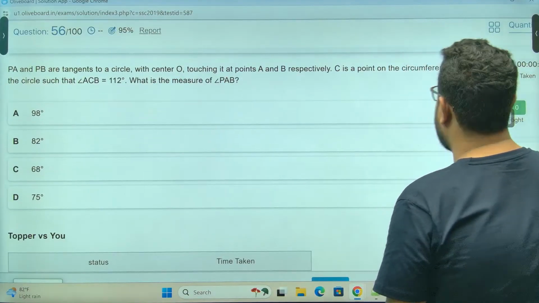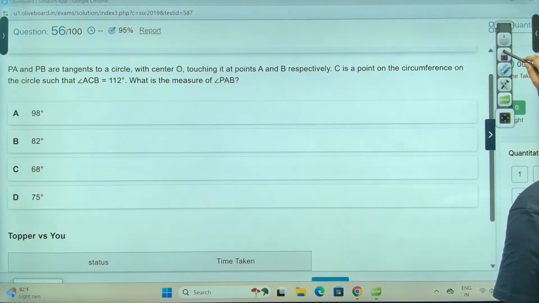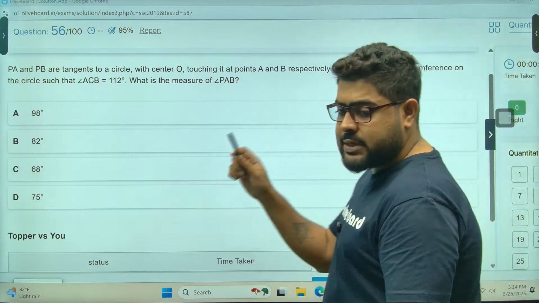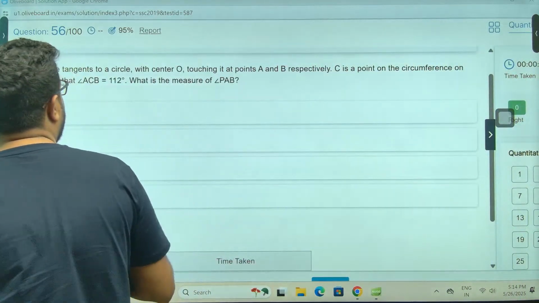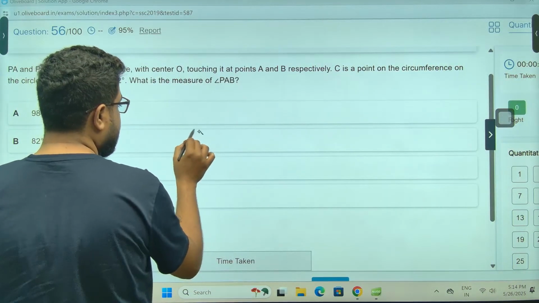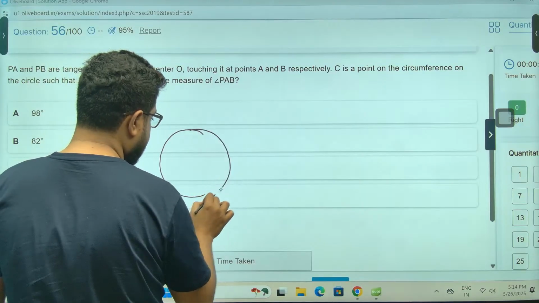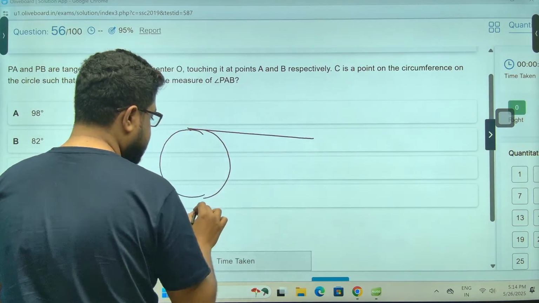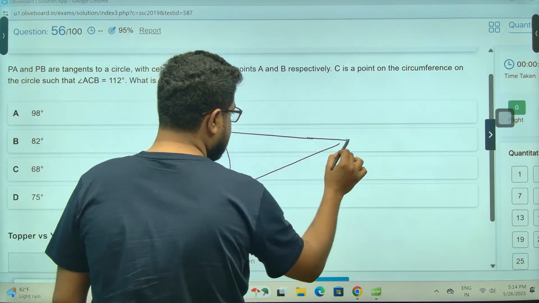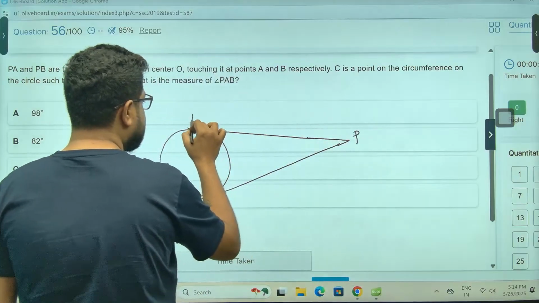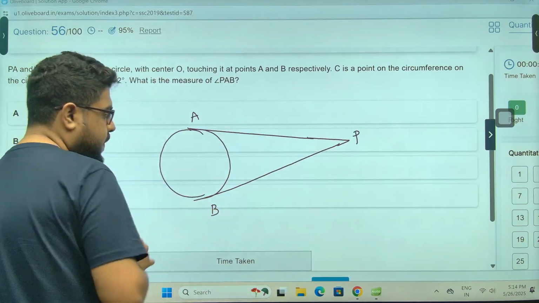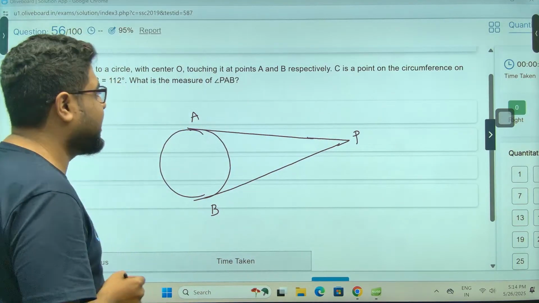PA and PB are two tangents to a circle. Okay, P means it is from one particular point only, that is P. चलो सर बनाते हैं सर. So this is one tangent. This is another tangent. So this is P. This is A. This is B. Looks not bad. ठीक ठाक है.